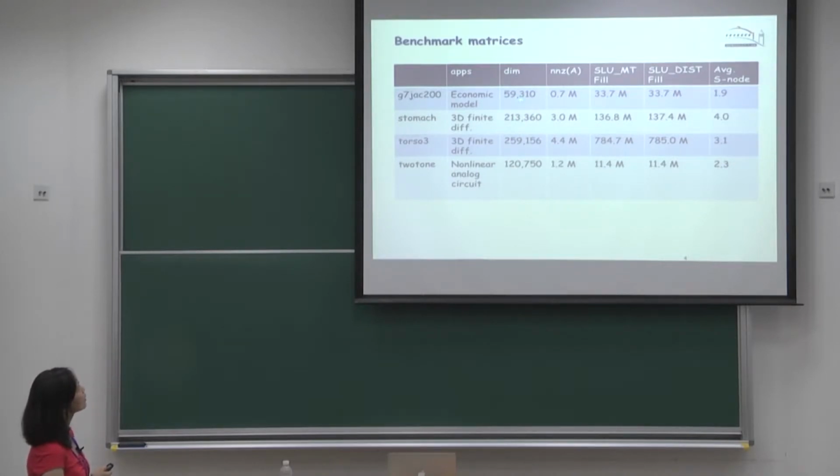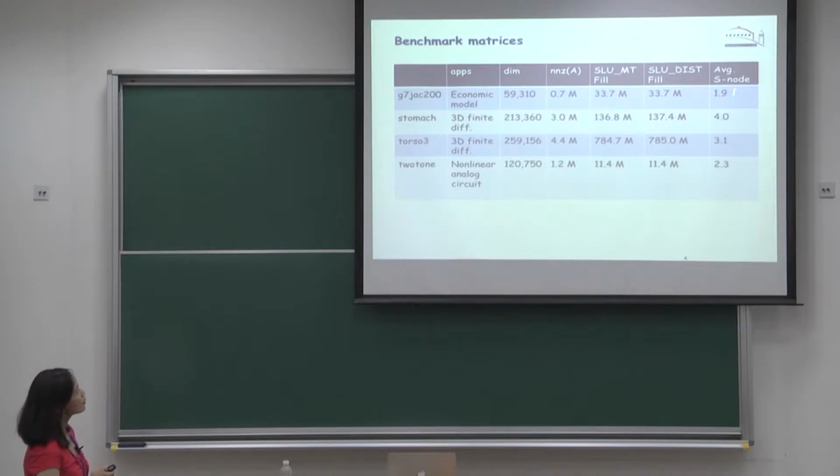So the dimension of the problems varies. The small one is about 60,000. The larger one here is about 259,000. And then this is the number of non-zeros in the original A. And we look at the fill, the number for the fill. These two columns are just to compare two different codes. One is MT, the multi-threaded code for shared memory. Another one, I'll talk about soon, is the distributed memory code. We just look at the fill. They look roughly the same.